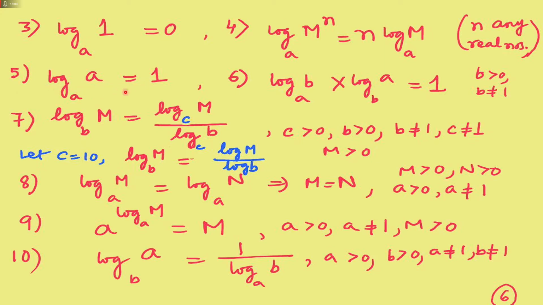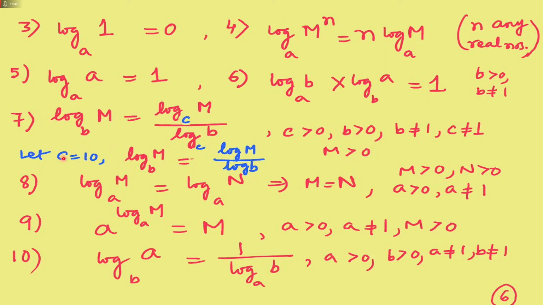This is also a very strong relation: log a, if its base is also a, will give you only 1. Log b base a into log a base b is always equal to 1. Here b is also positive and not equal to 1. Log m base b can also be written as log m base c by log b base c. This relation is nothing but another form of this relation. That means you can shift the log to another base.